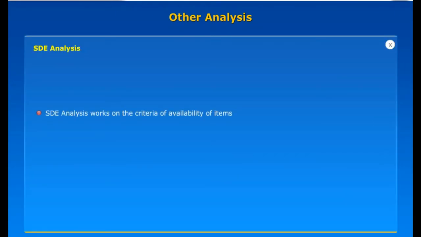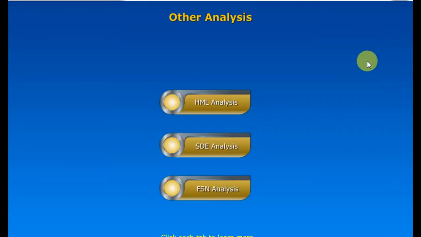SDE analysis. SDE analysis works on the criteria of availability of items. S stands for scarce items. D stands for difficult to obtain. E stands for easily available.